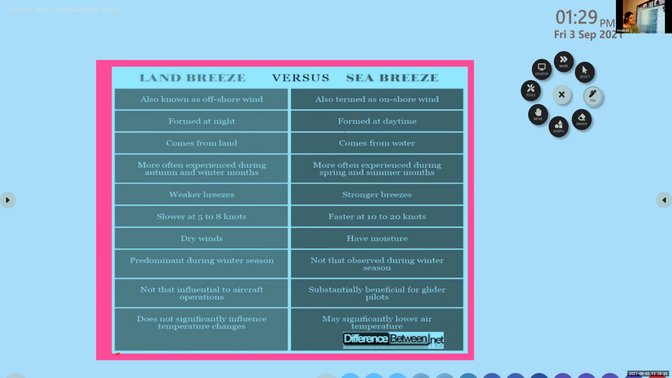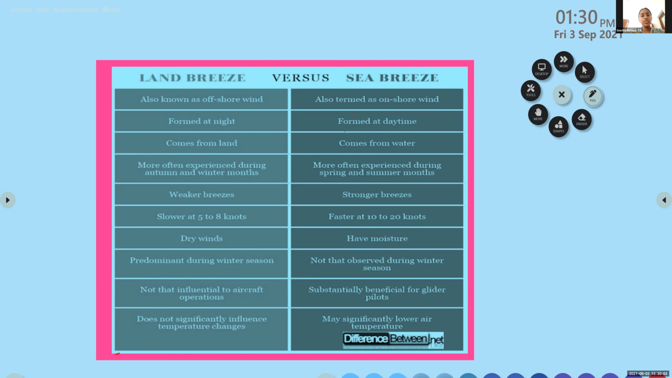Okay, fine. Smriti, read under sea breeze. Yes, ma'am. Sea breeze, also termed as onshore wind, formed at daytime, comes from water, more often experienced during spring and summer months. Stronger breezes, faster at 10 to 20 knots, have moisture, not that observed during winter season, substantially beneficial for glider pilots, significantly lower air temperature.